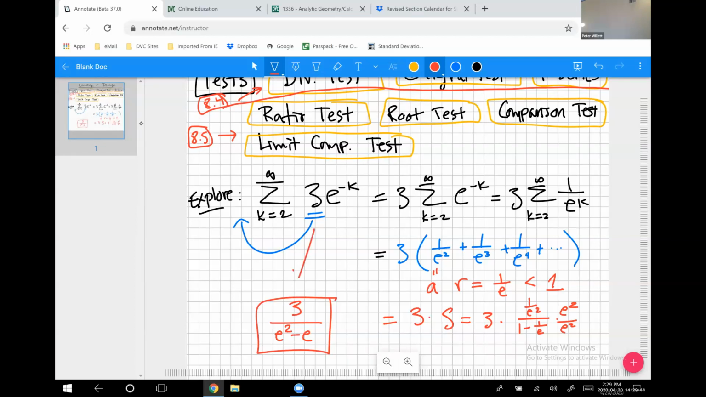So in this case, not only can we conclude that this series converges, but we can actually find the value that it converges to, because it's a geometric series, and we have a formula for that. So this was actually number 44 on page 638 in 8.4.